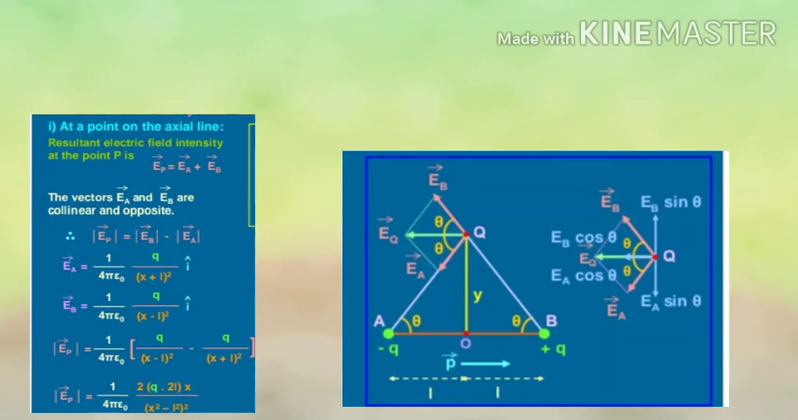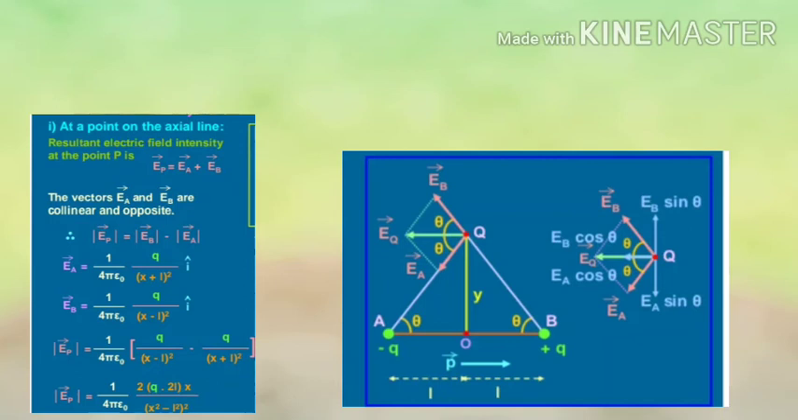So, EA is equal to 1 by 4 pi epsilon naught Q by x square plus L square in the direction of i cap. EB is equal to 1 by 4 pi epsilon naught Q by x square plus L square in the direction of i cap also. The vectors EA sin theta and EB sin theta are opposite to each other and hence they cancel out. The vectors EA cos theta and EB cos theta are acting along the same direction and hence they add up. So, EQ is equal to EA cos theta plus EB cos theta.